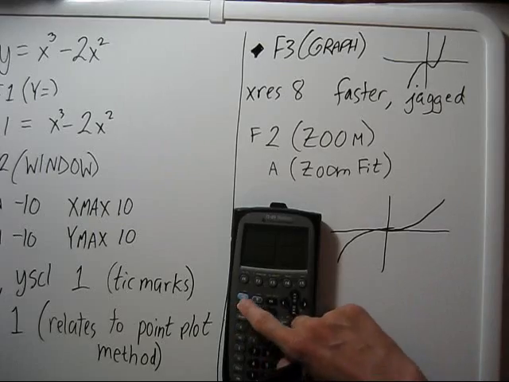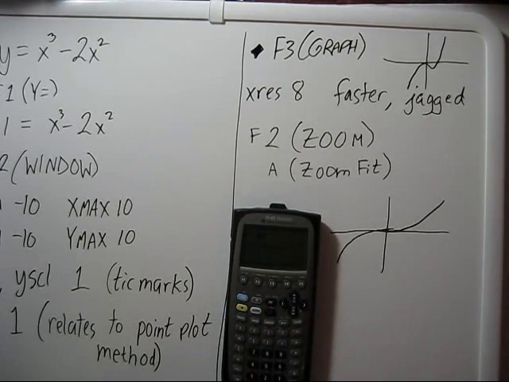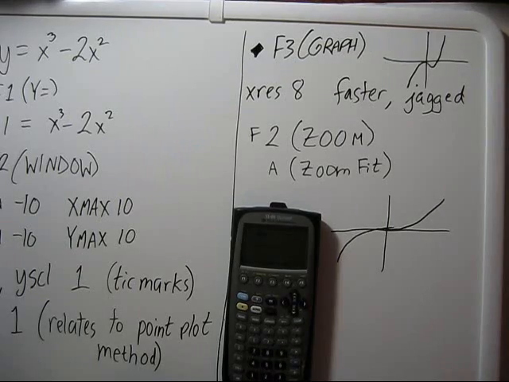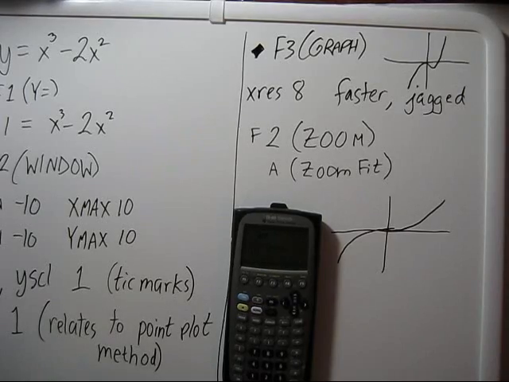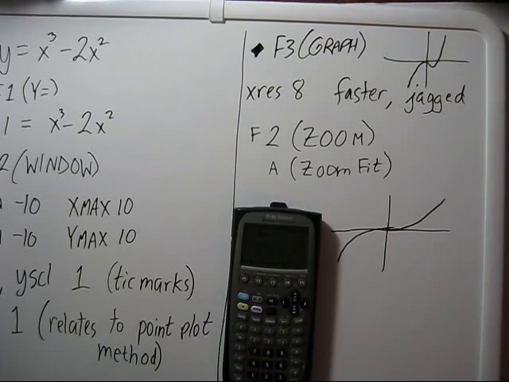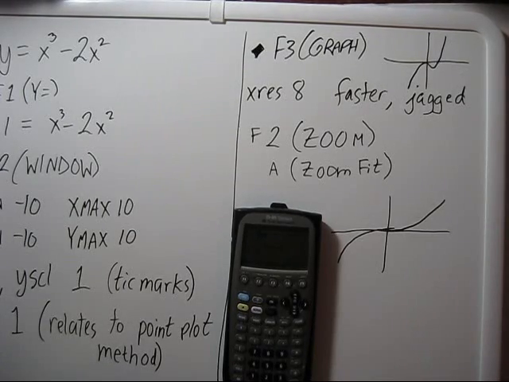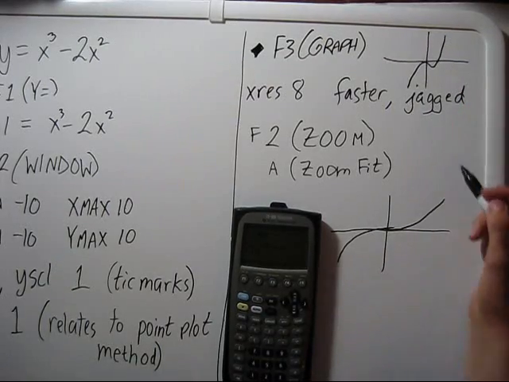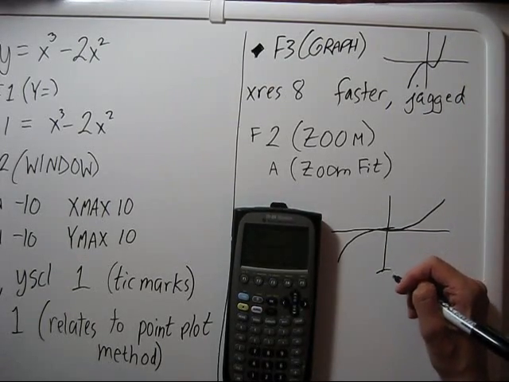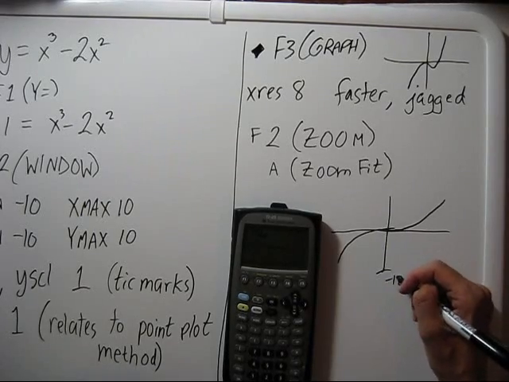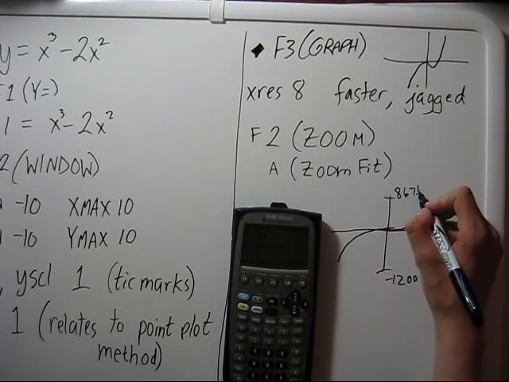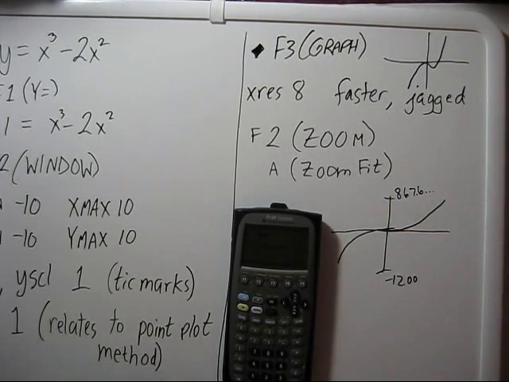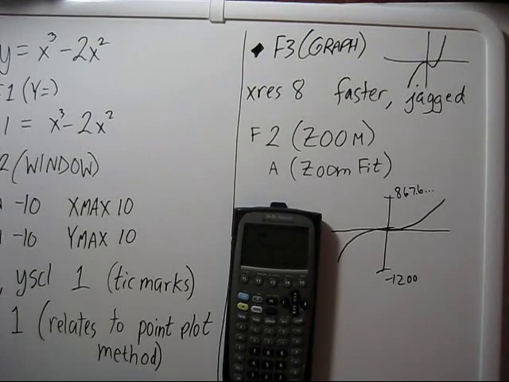Okay, let's go to Window. Notice your y min is now -1200 and your y max is 867 point something. The calculator found the maximum and minimum y value for all the x values between -10 and 10. And the reason we can't see that little bump now is because this is so large that that bump is insignificant. So be really careful about using the zoom fit.